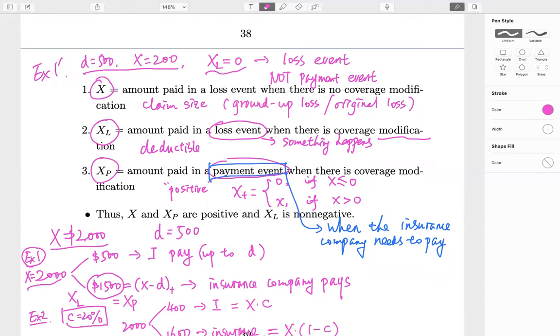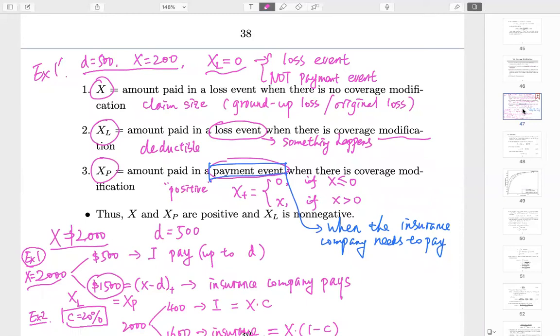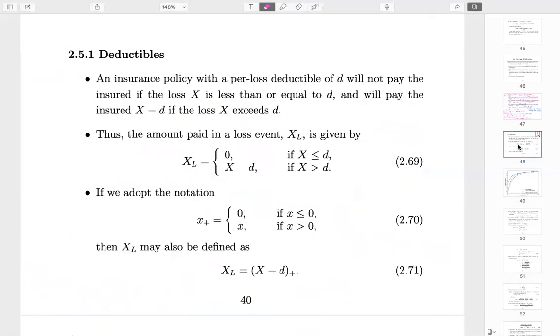So from this example, we see there's a difference between loss event and payment event. We will get to the technical side of the difference. Here, I only introduce 2 or 3 examples to give you a quick idea of the modifications and how they can be applied in real life situations. Now let's do the first one, deductible. Deductible is very common in auto insurance, which is a short term policy. Auto insurance is one of the most important short term policies.